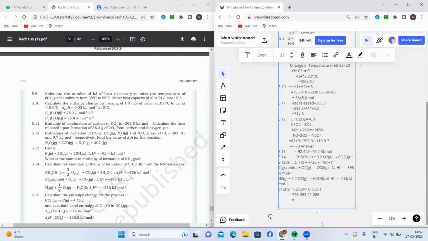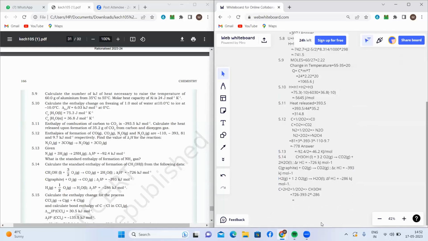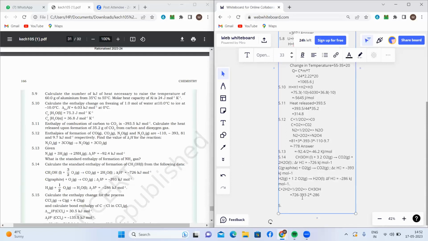So once again, 726 minus 286 minus 726 minus 393 minus 2 into minus 2. Okay, so I'm getting the final answer to be equal to 5.13. We have done 5.15.